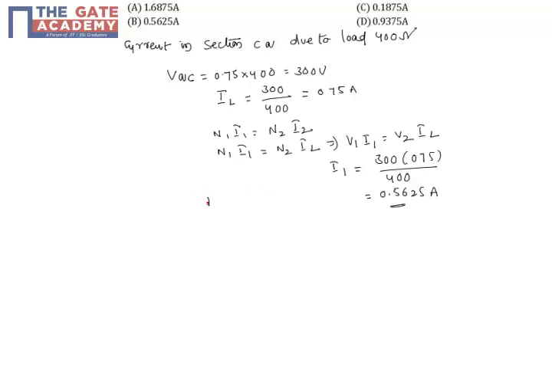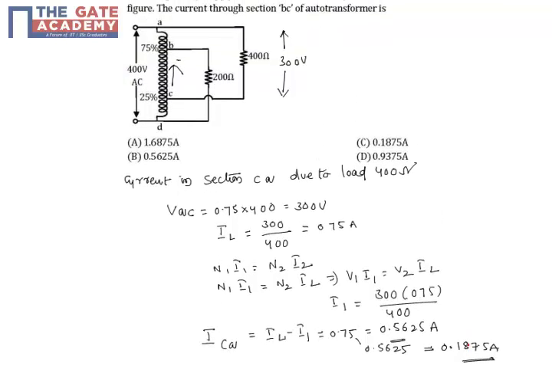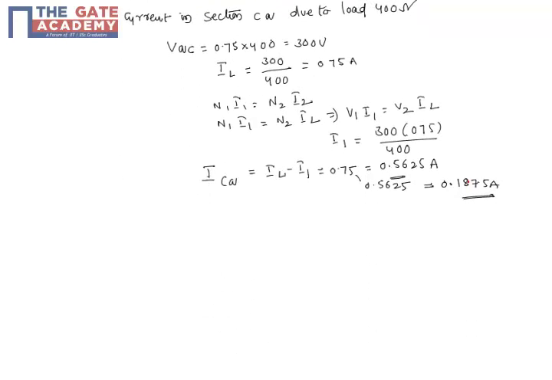Now what about the current through CA? The current through CA is nothing but the load current minus the input current. So the load current is 0.75 minus 0.5625. So this is equal to 0.1875 amperes. If you see the direction of current, this is flowing from the terminal C to A. Okay.